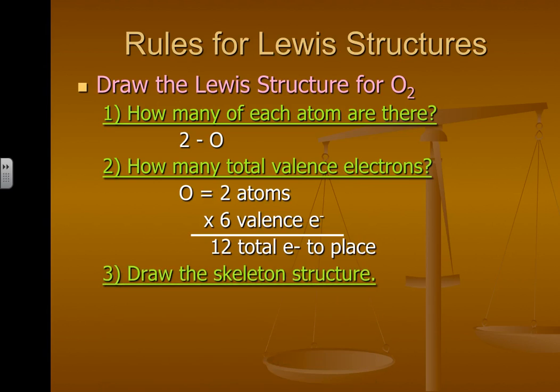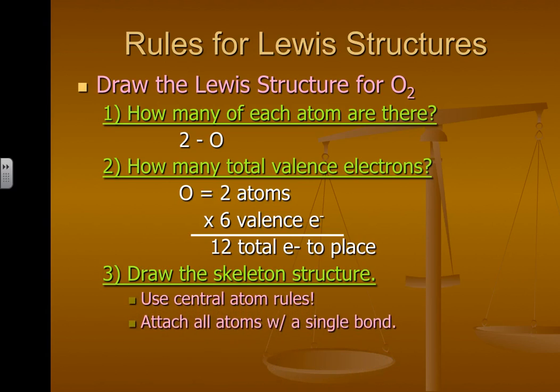Next, I'm going to draw the skeleton structure. And the skeleton structure, like I said before, is bare bones. So this is where you would really utilize your central atom rules. This is when you think about, okay, is it carbon I put in the middle? Is it a sulfur I put in the middle? This is where you utilize those rules from the last page. And the skeleton structure, to be bare bones, requires at least a single bond attachment. So in the case of my example here, it's relatively straightforward.